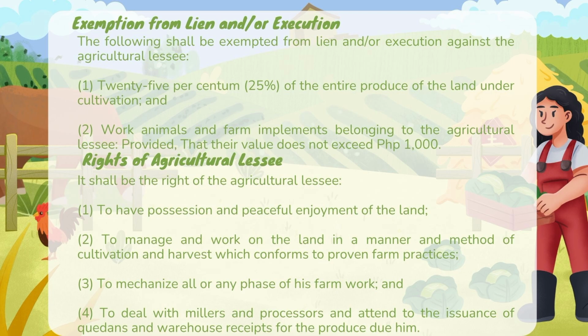Number 3 is to mechanize all or any phase of his farm work. So, it means the farmer has the right to use machinery for any part of their farm work. Number 4 is to deal with millers and processors and attend to the issuance of warehouse receipts for the produce due him. The farmer can deal directly with millers and processors for their harvest. They also have the right to handle the issuance of receipts for goods deposited in a warehouse and produce warehouse receipts for their produce.